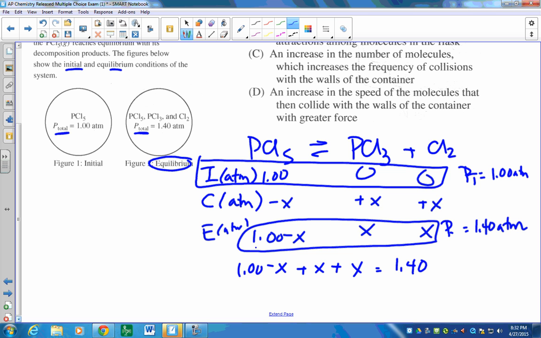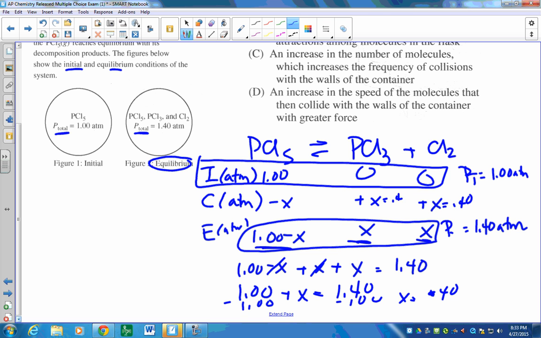So this gas and this gas and this gas has to equal 1.40, and so this x cancels this x, and we get 1.00 plus x equals 1.4. Then without a calculator, we subtract 1 from both sides, and x ends up being 0.4. So if you look here, this is 0.4, and this is 0.4, and down here, these are 0.4. This is 1 minus 0.4, so this would be 0.6, and it makes sense that 0.6 plus 0.4 plus 0.4 would be 1.4.